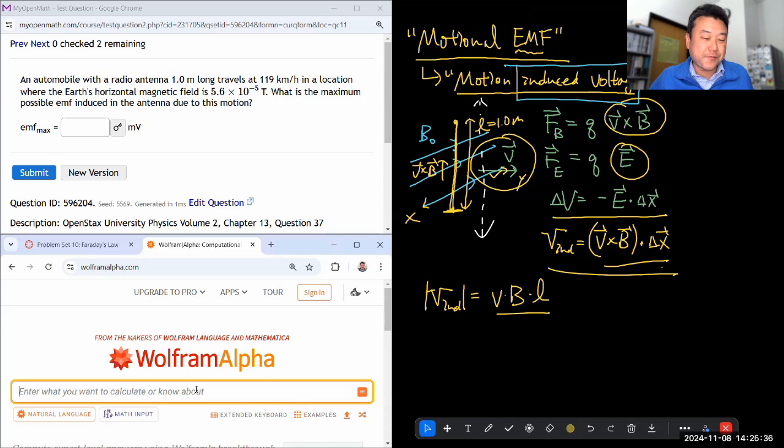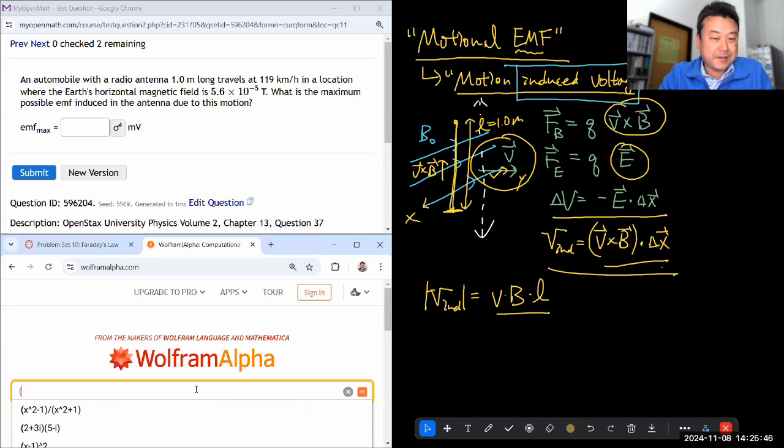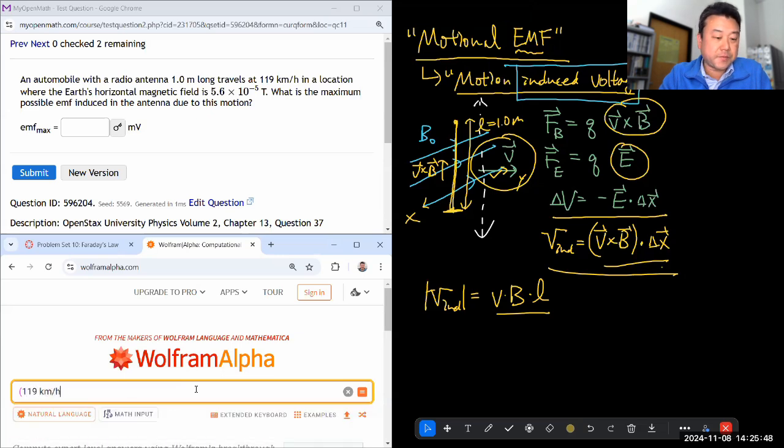This is the kind of question where, if you're simply looking up the right formula to use, you can look it up, finish it in 30 seconds, and you're done. I took way longer than I had to because I want you to understand the explanation. So my velocity is 119 kilometers per hour. I'm using Wolfram Alpha, so I'm letting Wolfram Alpha convert the unit. Magnetic field is tiny, 5.6 times 10 to the minus 15 Tesla. Oh, not 15, 5 Tesla. I guess it's not tiny. It's on the smaller side.